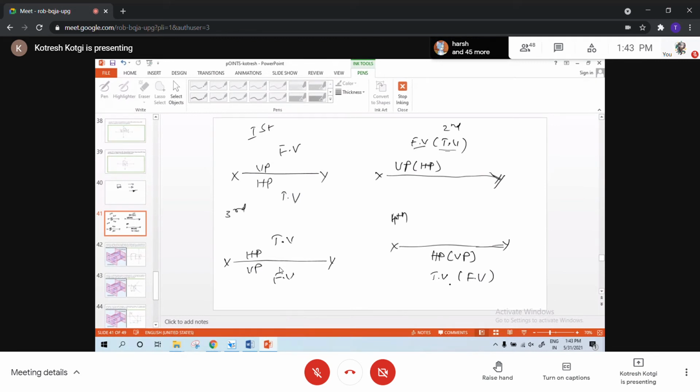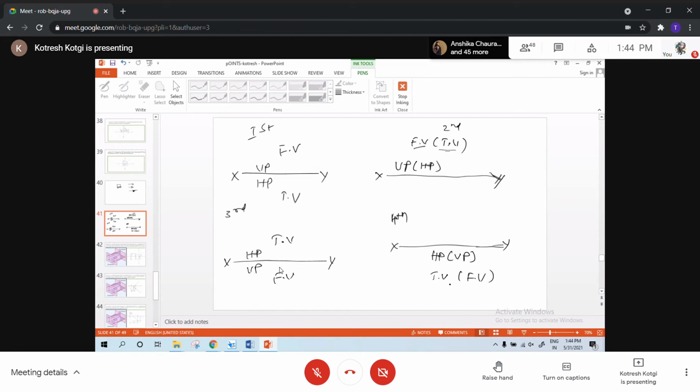There is a point whose top view is above the XY line and front view is below the XY line. It belongs to which quadrant? Third quadrant. If I say there is a point whose front view and top view both are above the XY line, which quadrant? Second quadrant. If I say both front view and top view are below the XY line, which quadrant? Fourth quadrant.